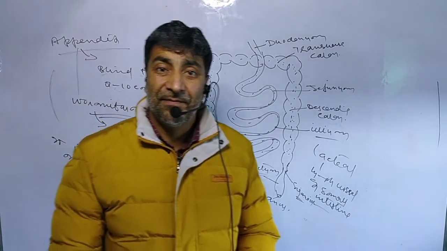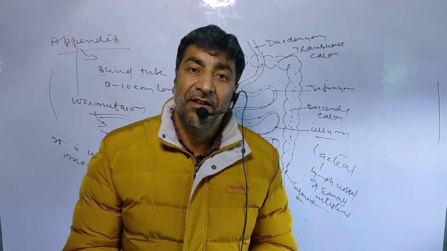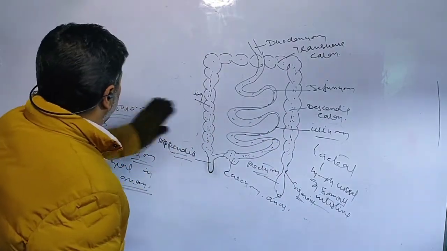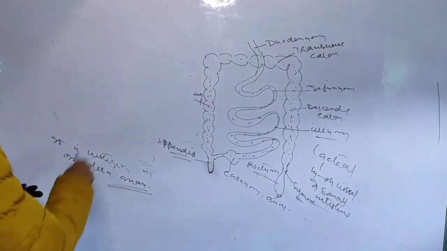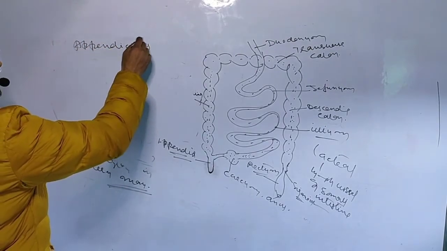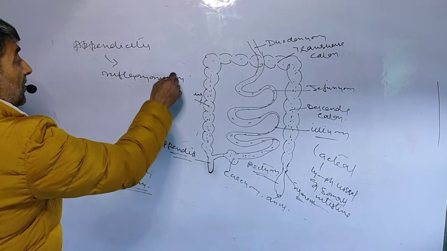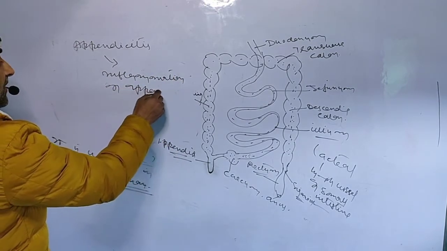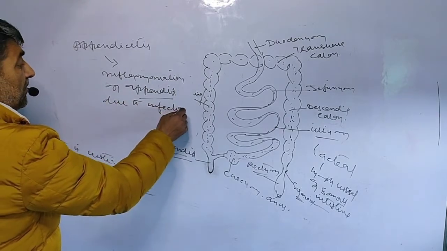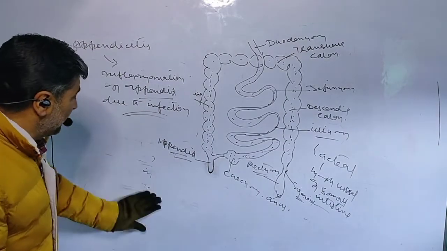Sometimes infection occurs in this appendix, and it leads to a disease called appendicitis. What is appendicitis? Inflammation of the appendix due to infection is called appendicitis.